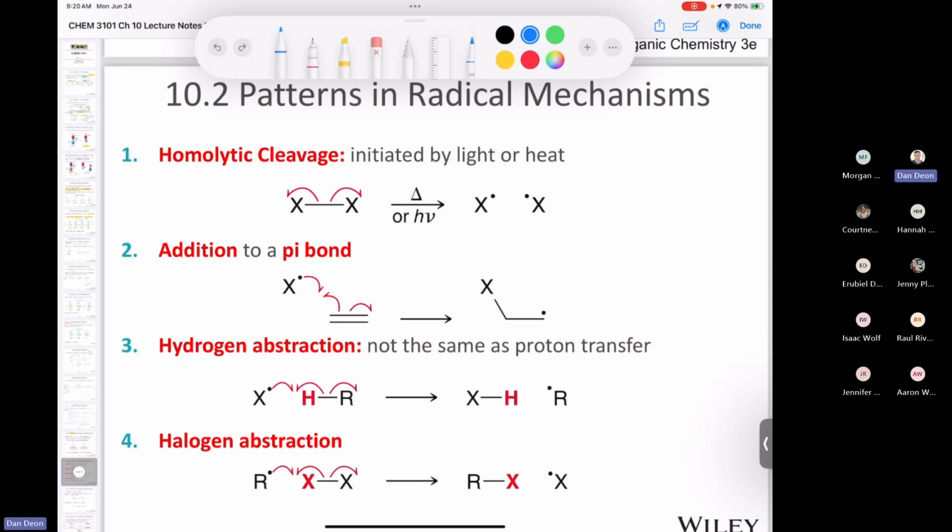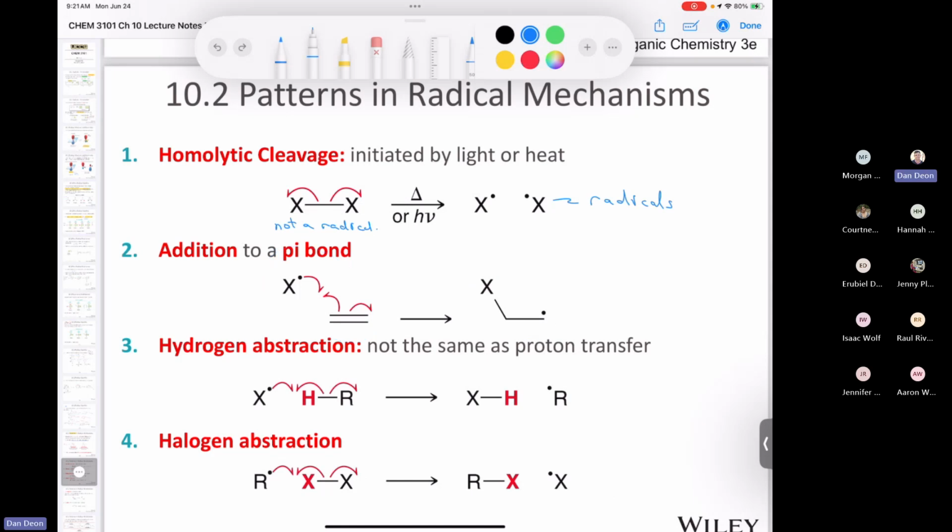Well, we could even write that in here. I'm being a little bit silly, but this is not a radical. Obviously, you know that. And then you end up with a radical, okay? So you end up with a radical or radicals. So that's homolytic cleavage. The next one is addition to a pi bond. So you see that a radical is being added to a pi bond, and you end up with a radical. So this one, you start with a radical, end with a radical.